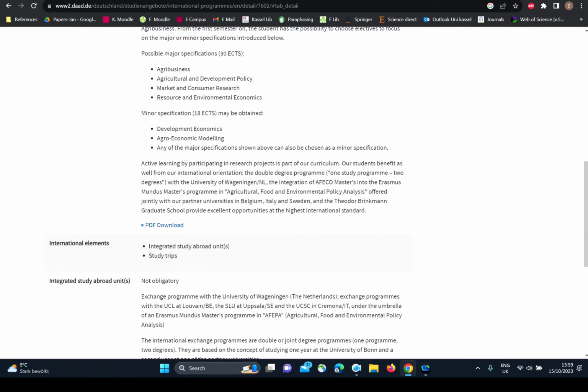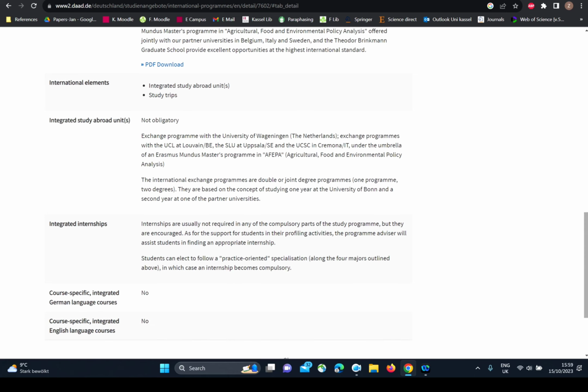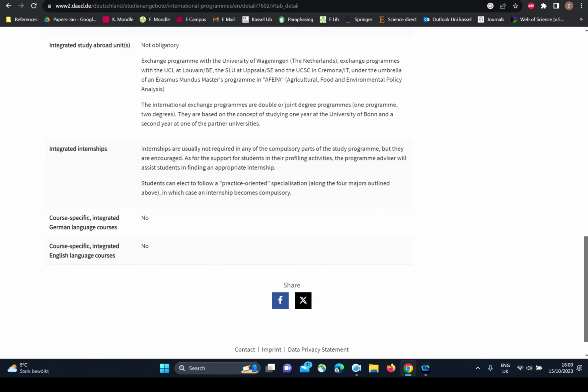And here we have international elements, integrated study abroad units. There are some study trips. Yes, so basically, like I said, all are written, and here integrated internships. Internships are usually not required in any of the compulsory part of the study program, but they are encouraged. So it's saying that it's not a compulsory internship. So every course is very specific.